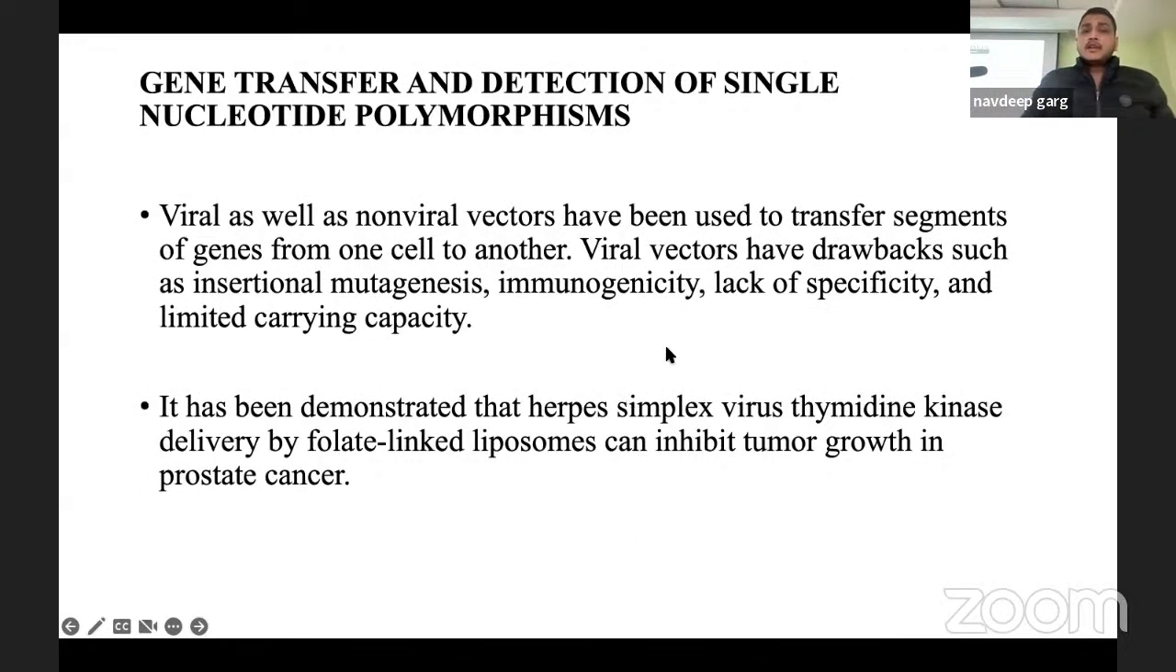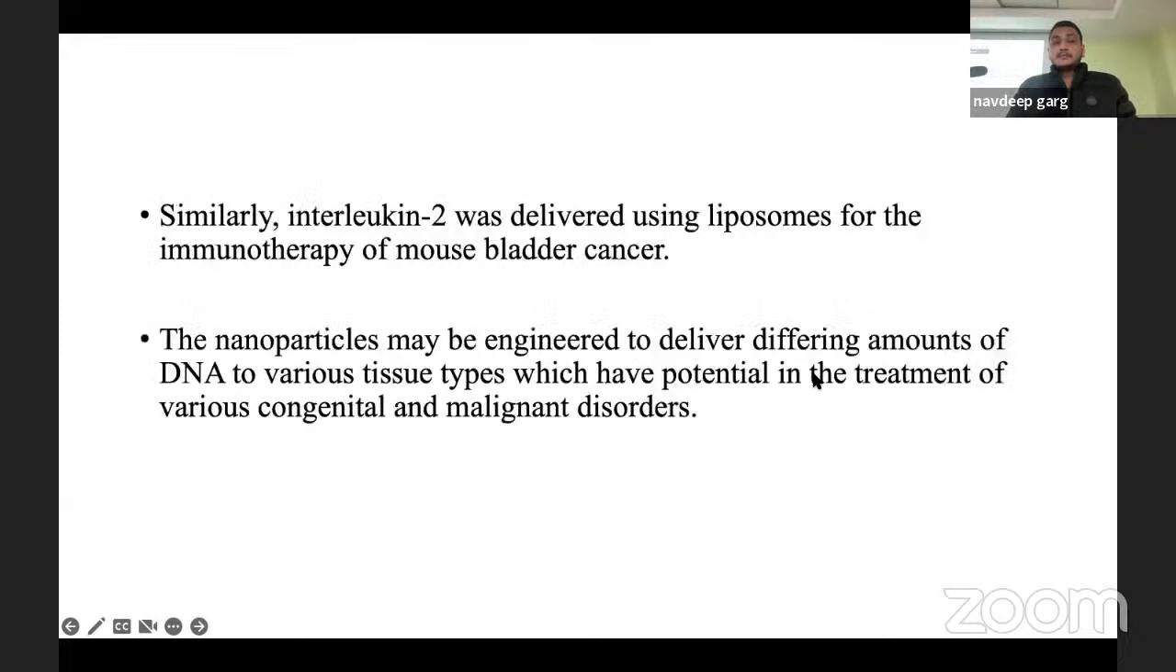Now, the role in gene transfer and the detection of single nucleotide polymorphisms. Viral as well as non-viral vectors have been shown to transfer segments of genes from one cell to another. Viral vectors have drawbacks such as insertional mutagenesis, immunogenicity, lack of specificity, and limited carrying capacity. It has been demonstrated that herpes simplex virus thymidine kinase delivery by folate-linked liposomes can inhibit tumor growth in prostate cancer. Similarly, interleukin-2 was delivered using liposomes for the immunotherapy of mouse bladder cancer. Nanoparticles have been engineered to deliver differing amounts of DNA to various types of tissues, which has potential in treatment of various congenital as well as malignant disorders.